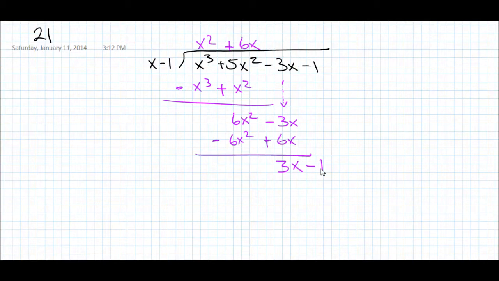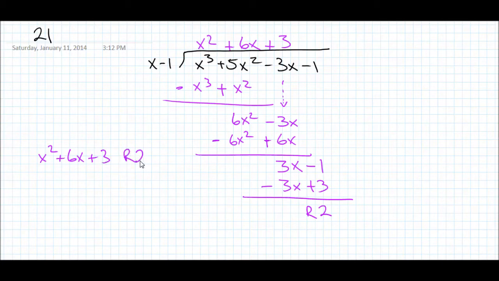Okay. Now to get the x to look just like the 3, I'm going to have to multiply it by a positive 3. So I'm going to get a 3x minus 3. We got to change the signs. 3x minus 3x is 0. Negative 1 plus 3 is 2. So I'm going to have a remainder of 2. So my answer would be x squared plus 6x plus 3, remainder of 2.